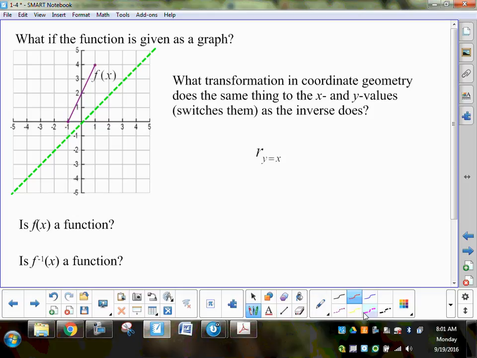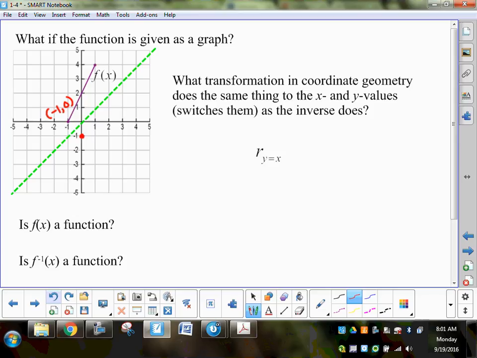You said 1, -1? No. Because what's this coordinate over here going to be? This would be the point -1, 0. So what's the inverse going to have? Go over 0, go down -1. Yeah. Who can give me another point that would be on this inverse?